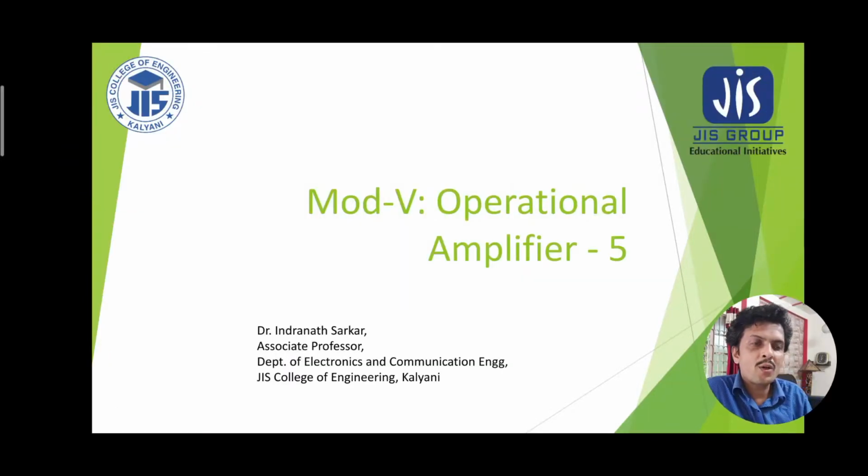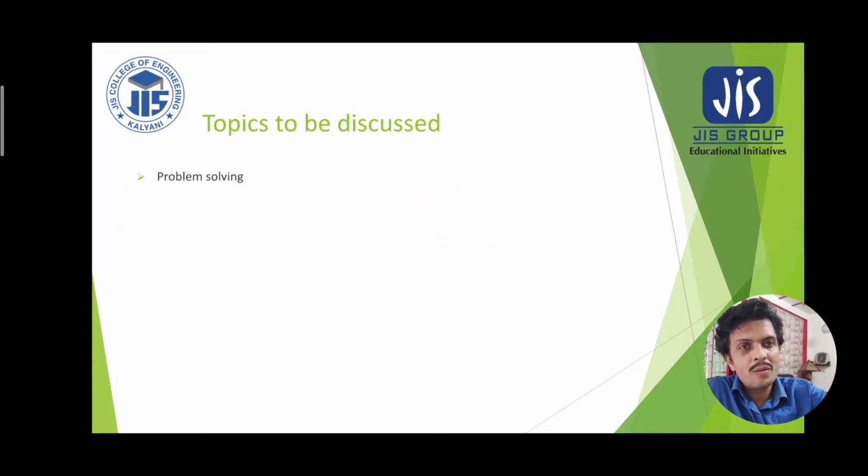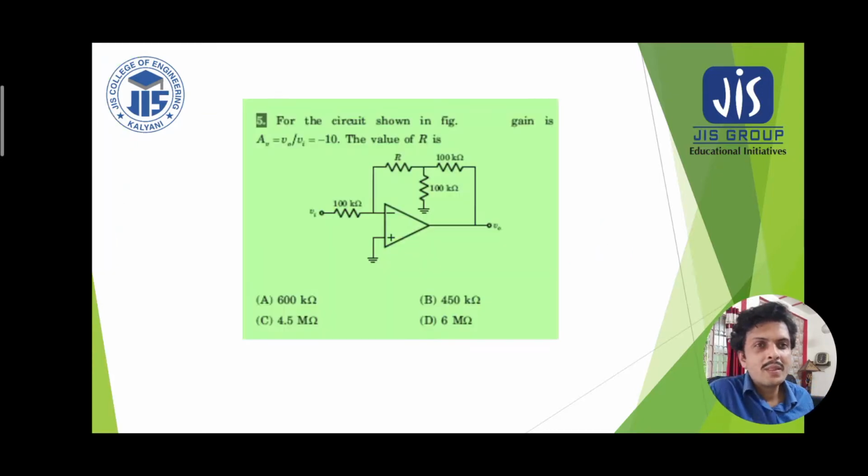Hello, we are discussing operational amplifier under basic electronics engineering. This is module 5, and we will discuss a few problems. In this problem, the feedback network has a T-type connection of three resistors, and we have to find the numerical value of resistor R.